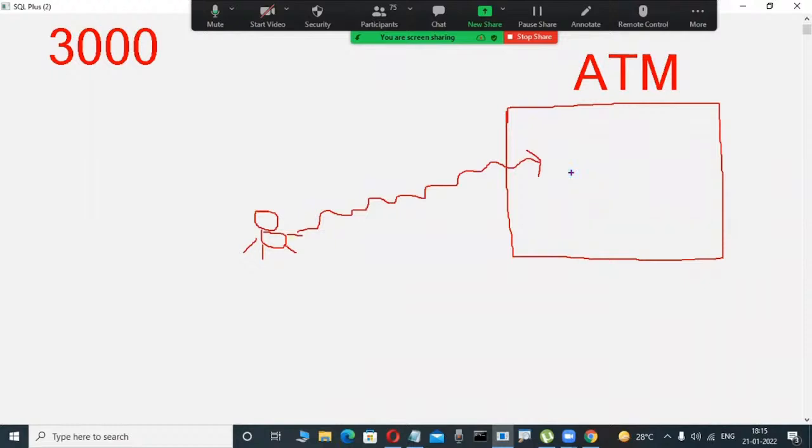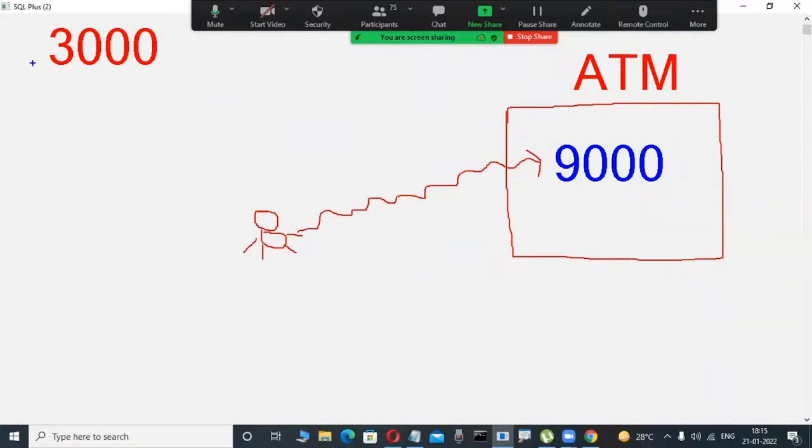Now I decided to withdraw some amount. Okay, fine, but 3,000 is my balance. Whenever I insert the ATM card, after that it asks me to enter the amount. In that case, suppose I mentally decided to withdraw 9,000 rupees. Now as I try to withdraw 9,000 rupees, will I get 9,000 rupees? No.